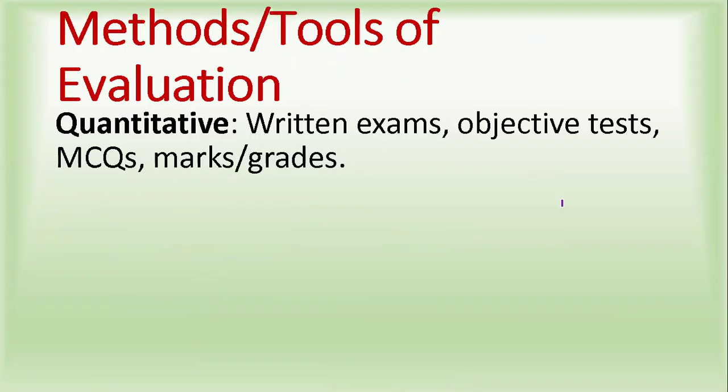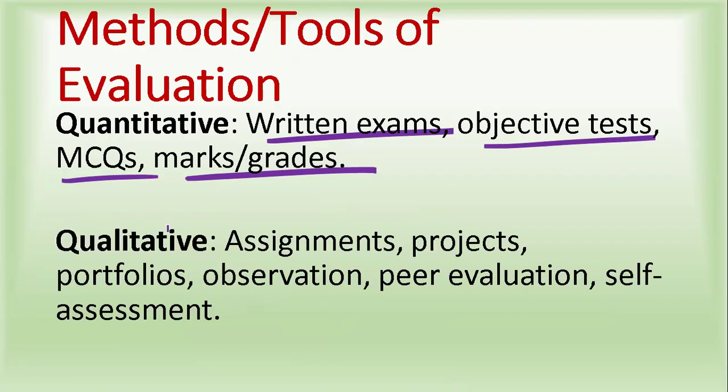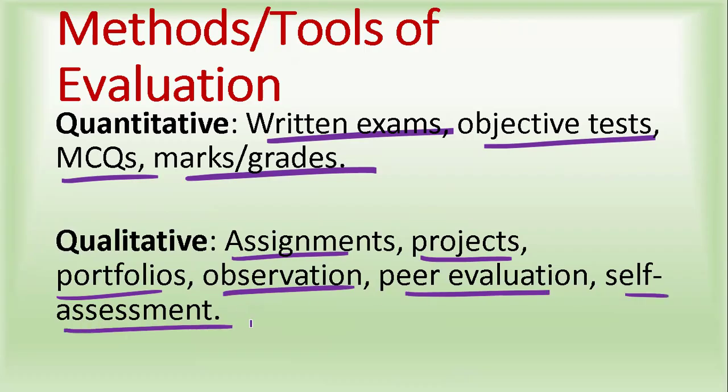Next, methods or tools of evaluation. First one is quantitative, means written exam, objective test, MCQs, marks, grades. These are all quantitative. Second one, qualitative, means assignments, projects, portfolios, observation, peer evaluation, self-assessment. These are all qualitative methods of evaluation.